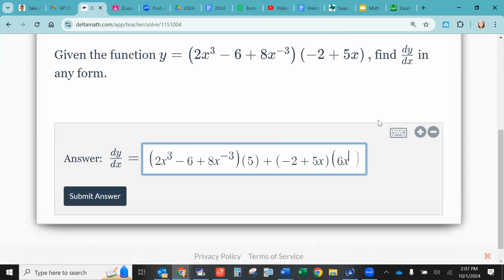6x to the squared. What happens to the minus 6? Goes away, and then what about the minus this?